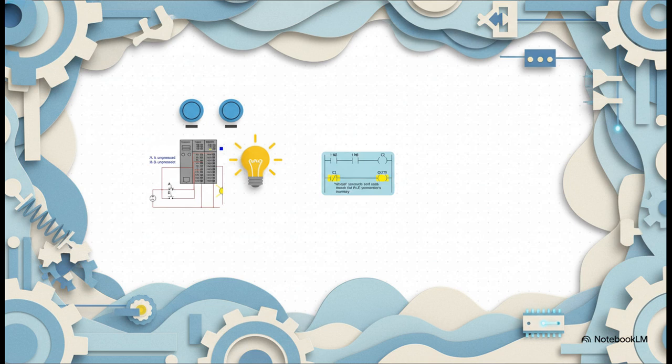Right now, neither of the buttons is being pressed, so the PLC's little input lights are off. But wait, look, the output light is on. That's because the program running on the right is telling it to stay on as long as the inputs are off. Now, let's see what happens when we change that.